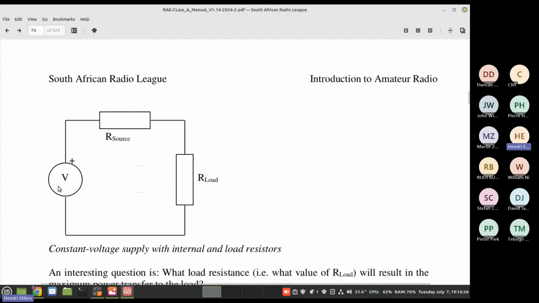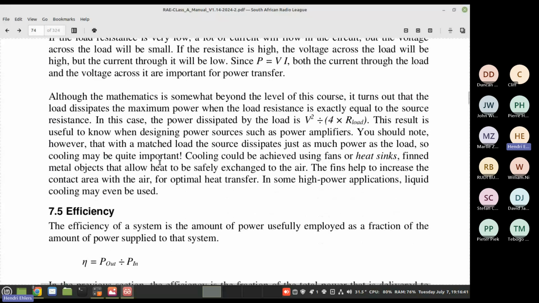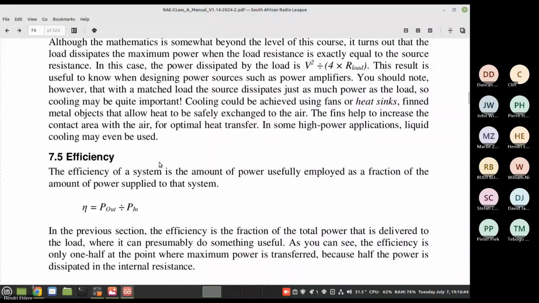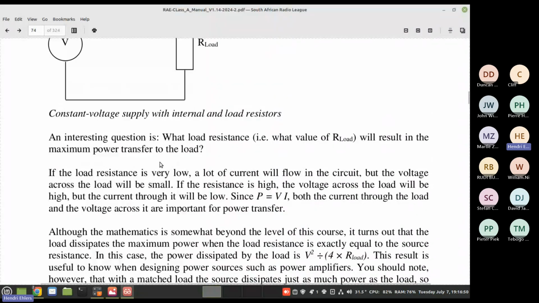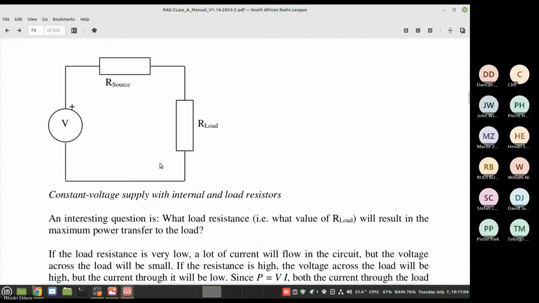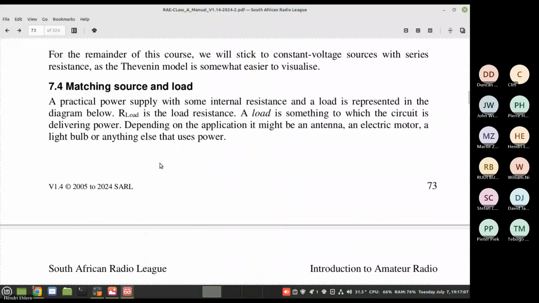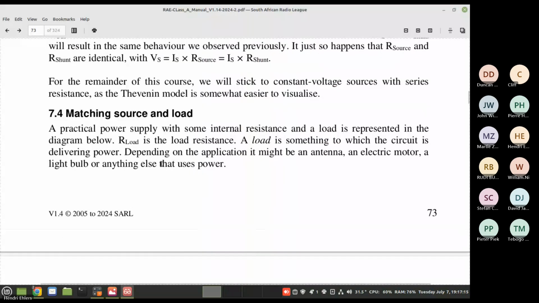So here there's your internal resistance, your load, and I just want to see where they say. Sorry, I did read it earlier. Now I can't find it.